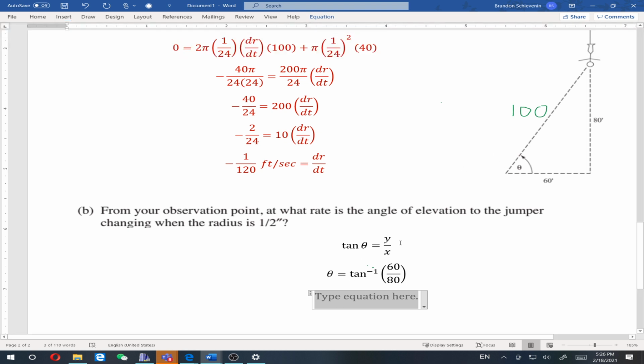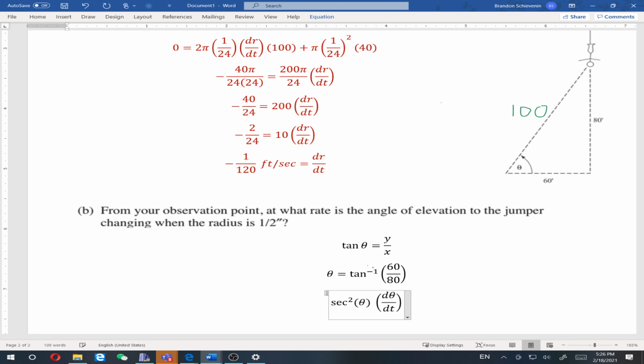If I derive our original function, the tangent theta equals y over x, then I'll get a new equation. What's the derivative of the tangent of theta in terms of time? Secant squared theta. Okay, then chain rule. If I'm deriving in terms of time, I would need to multiply by d theta over dt. Yep, d theta over dt if I'm deriving in terms of time.